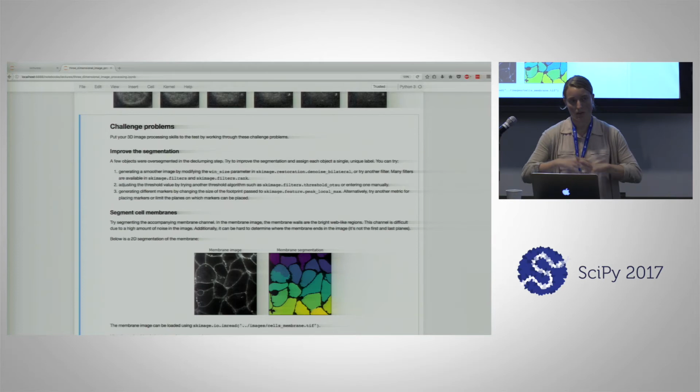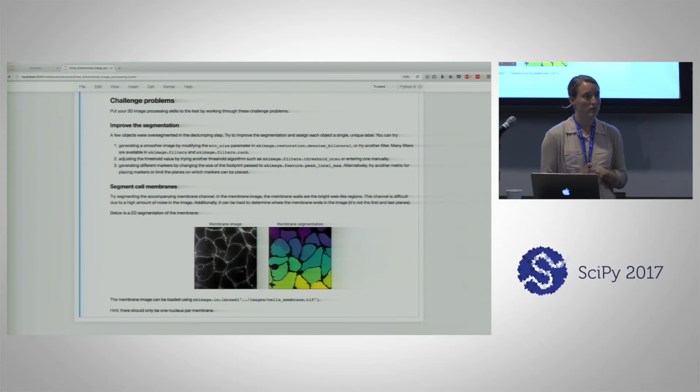Awesome. So I've got two challenge problems for you to work through in the next few minutes. The first one is to try to improve the segmentation, to get rid of the over-segmentation of the pixels that we saw. I've got a couple of hints here that you can read through that might help you.